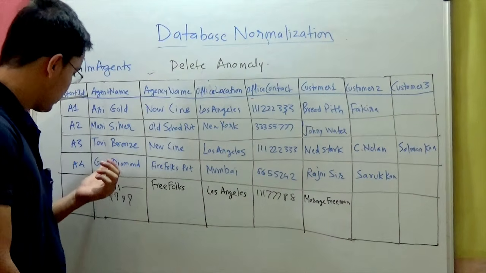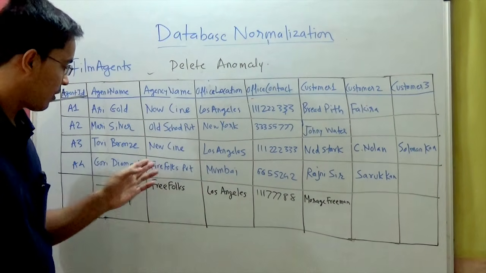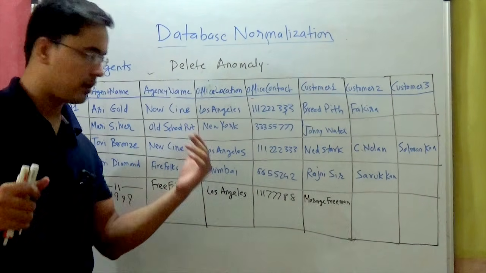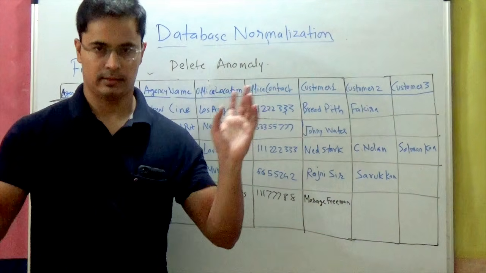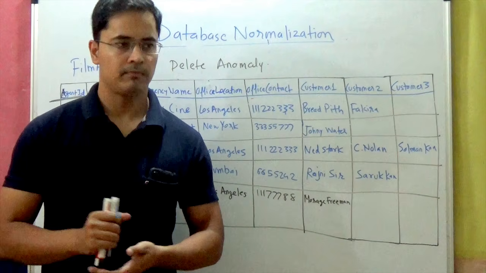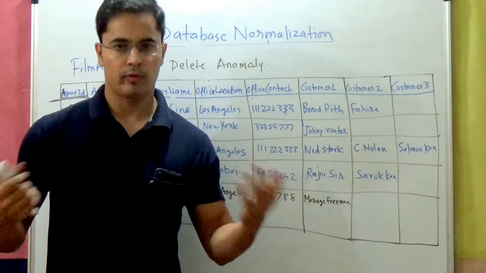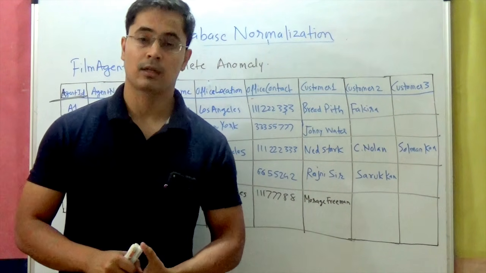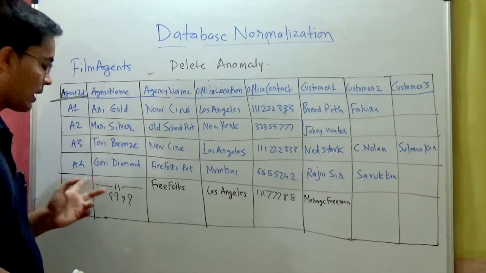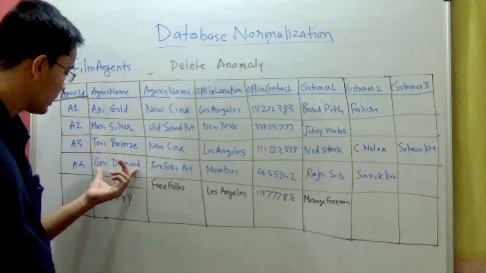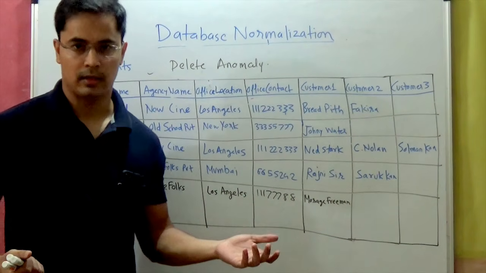Now let's look at an example of delete anomaly. So now we have an agent, Gori Diamond from Firefolds Private in Mumbai. What if tomorrow Gori Diamond retires, or is no more with us due to some unforeseeable circumstances? Surely, agent ID being the primary key, we will have to remove this entry of Gori Diamond from the table.